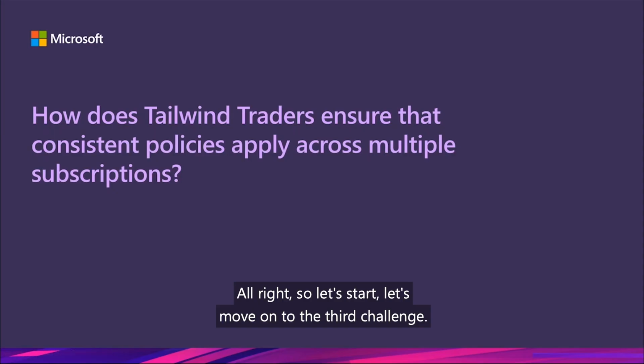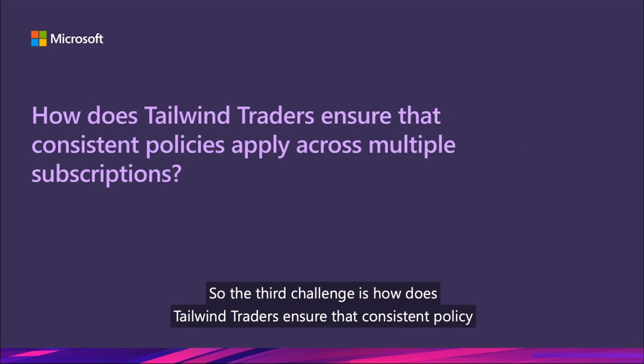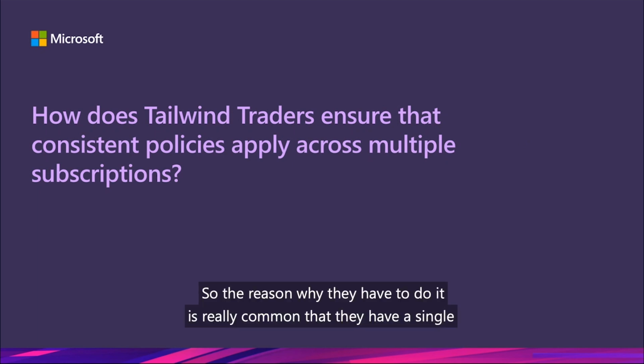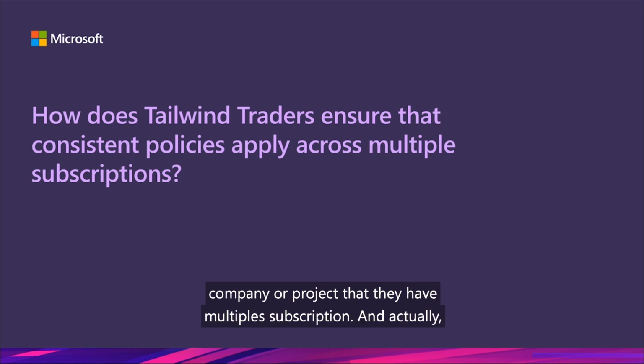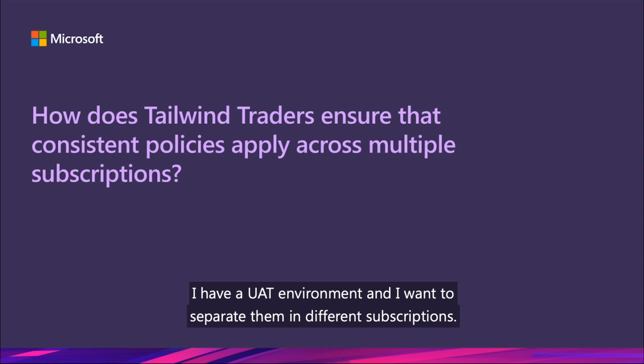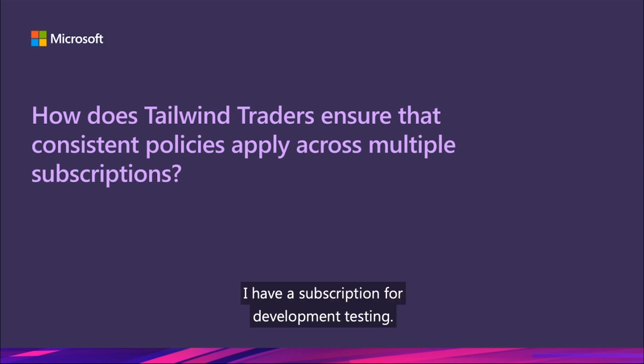All right, so let's start. Let's move on to the third challenge. The third challenge is: how does Tailwind Traders ensure that consistent policy is applied across multiple subscriptions? The reason is that it's really common for a single company or project to have multiple subscriptions. The first reason is that I have multiple environments: a production environment and a UAT environment, and I want to separate them into different subscriptions. So I have a subscription for production, and a subscription for development and testing.